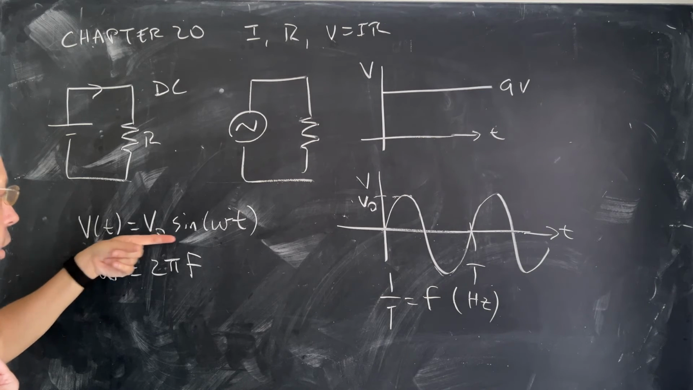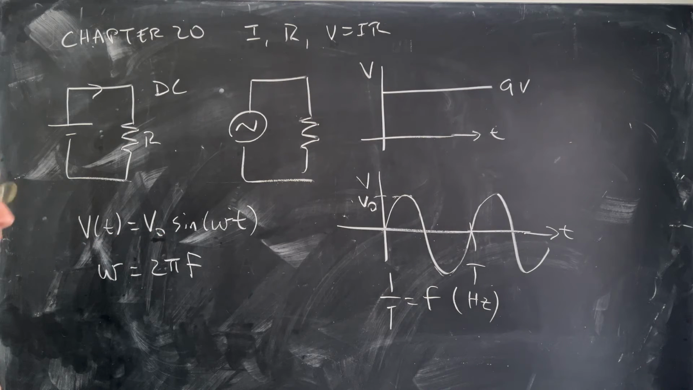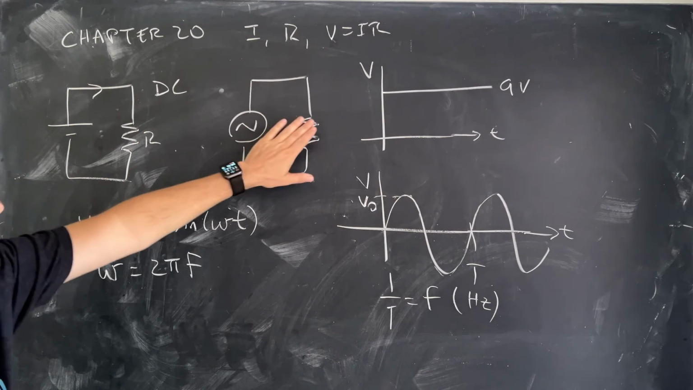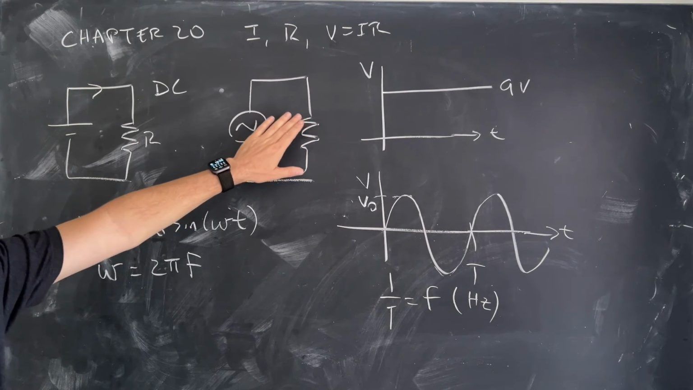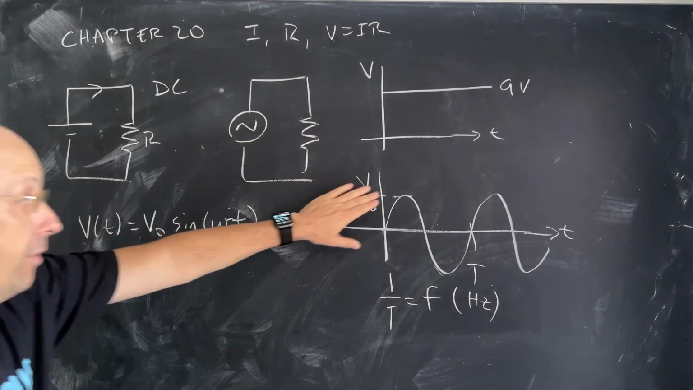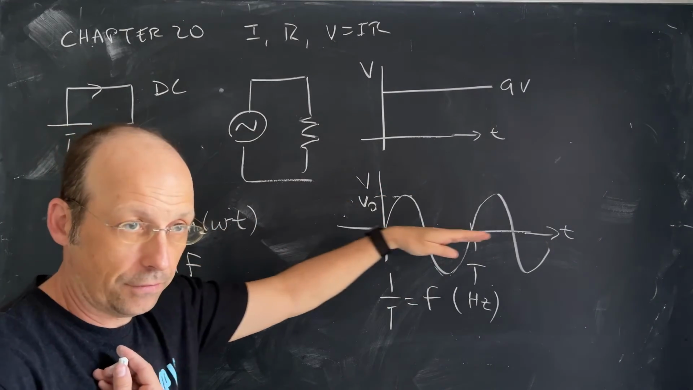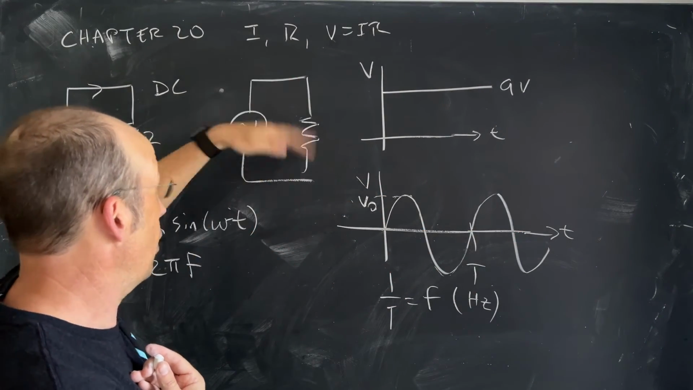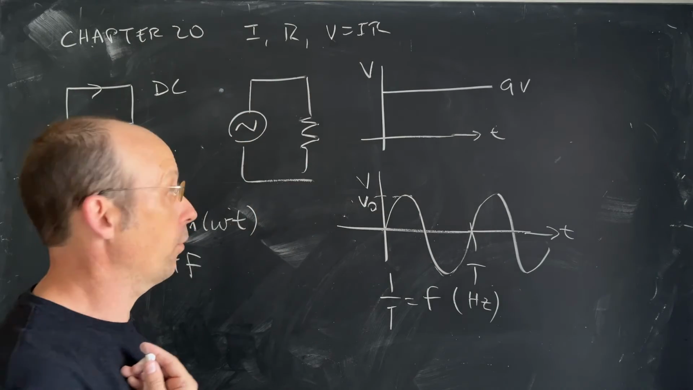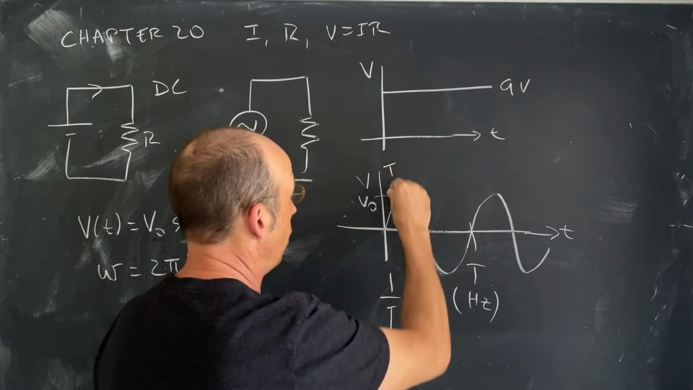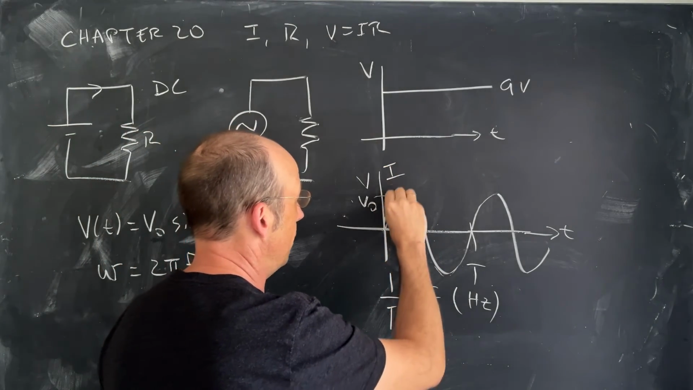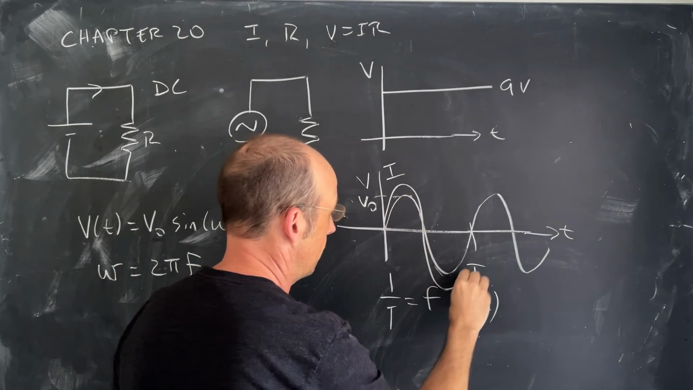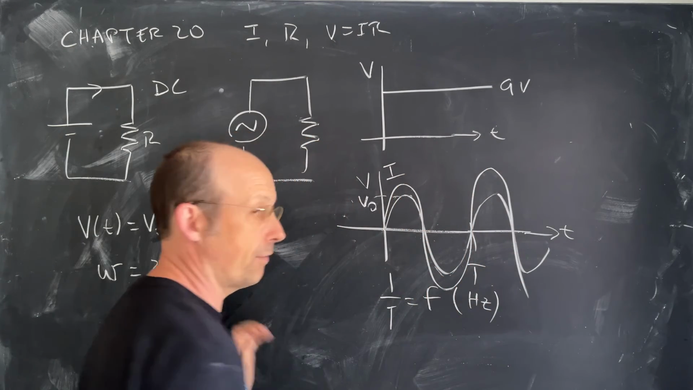But here we have an alternating voltage. If I run that through a resistor right here, well, as the voltage moves back and forth, you can see it's positive and negative with an average value of 0. If I let that go back and forth, the current's going to go back and forth too. So we'll actually have the current looks like something similar, maybe a different amplitude because it's different units.